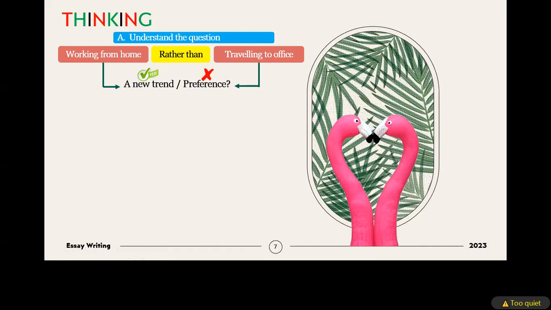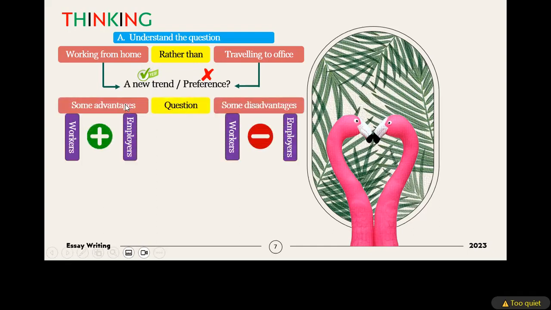So maybe due to COVID-19, or I don't know, we have this new trend that people now have the opportunity to work from home rather than traveling to office. They have this option. Okay, it's not a preference in the prompt. So you should never say, well, people prefer. No, don't say this. Okay, it's only a new trend.